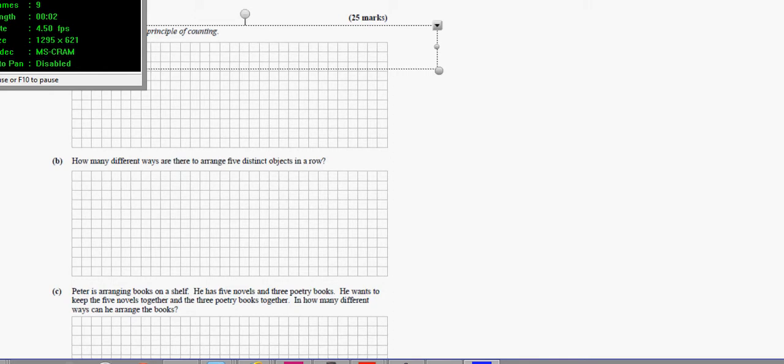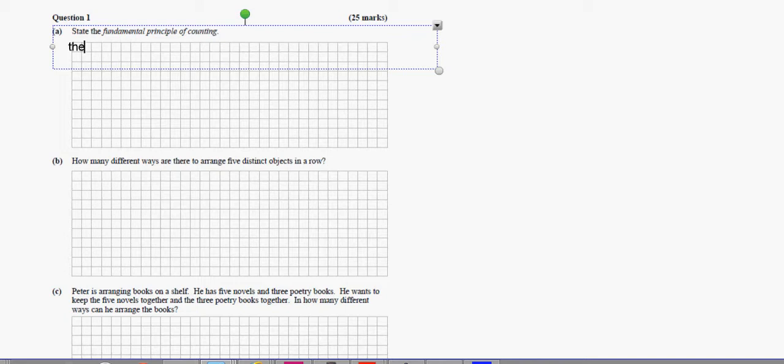Okay, this is the 2014 sample paper 2. We're going to do the fundamental principle of counting.